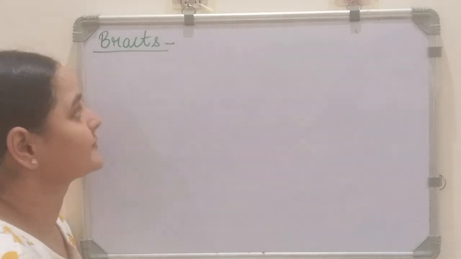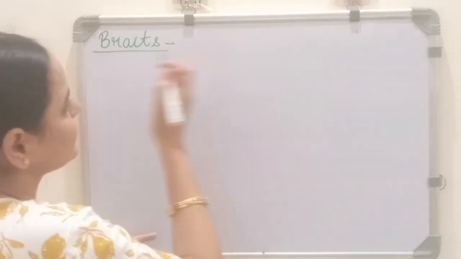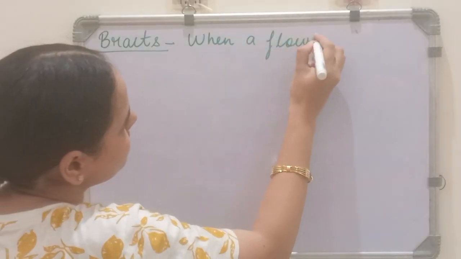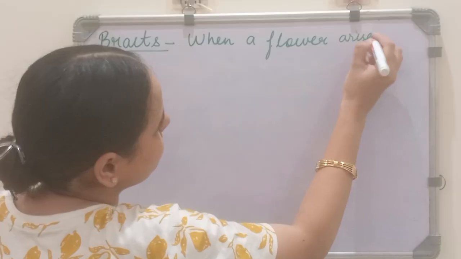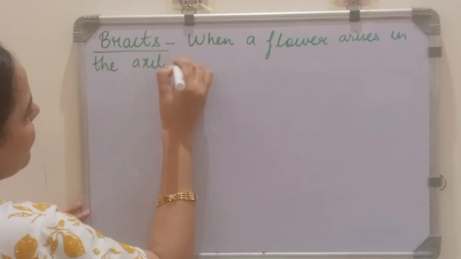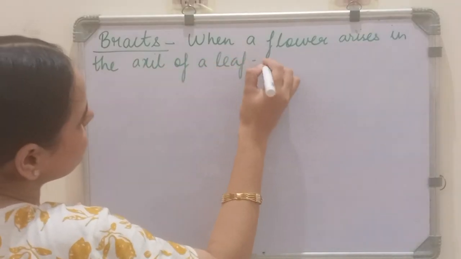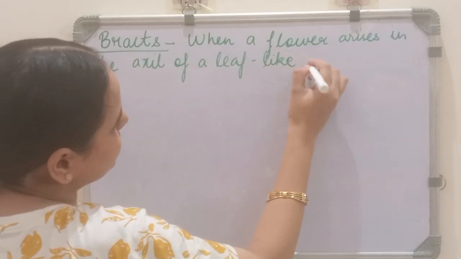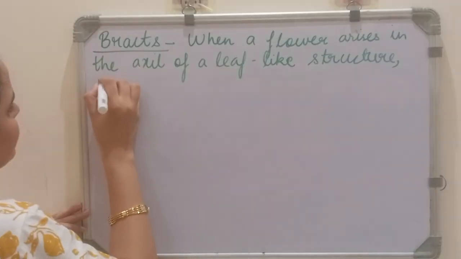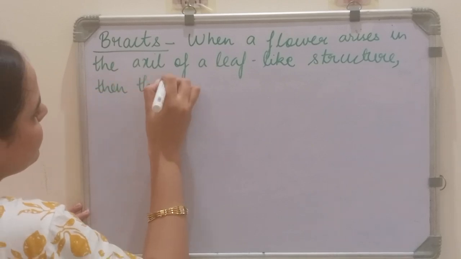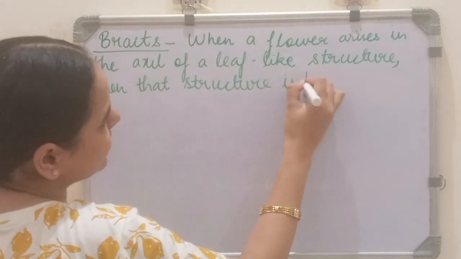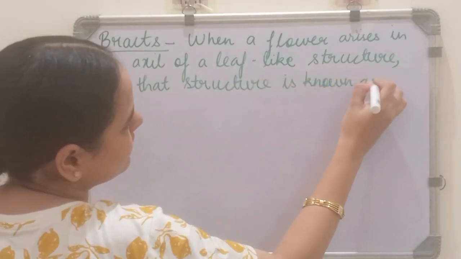Let's study about bracts. So bracts are basically when a flower arises in the axil of a leaf-like structure, then that structure is known as bract.